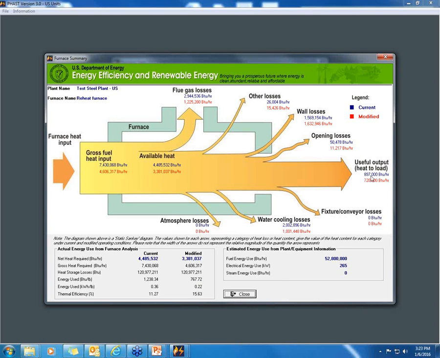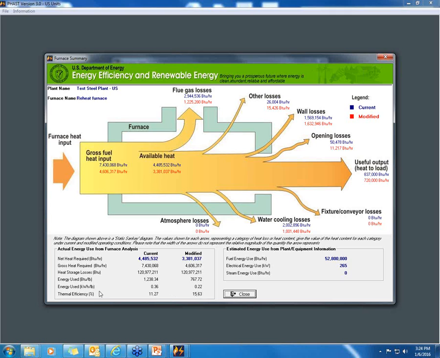So this is the theoretical amount of heat energy needed, 837,000 BTU per hour, and current numbers are in blue color, modified condition or modified operation are in red color. These are different types of losses, and what it's saying is basically the thermal efficiency of this furnace is just 11 or 12%, and under modified condition you are going from 11.3% to roughly 15.6%.